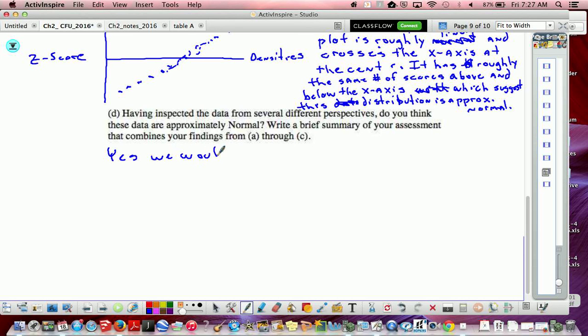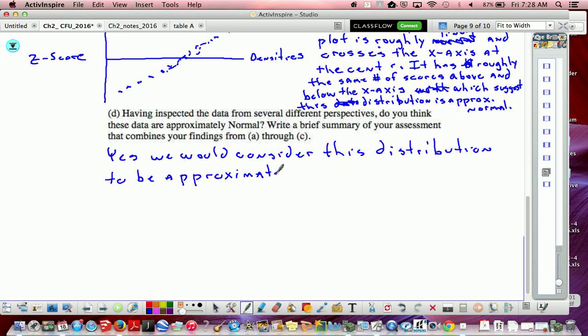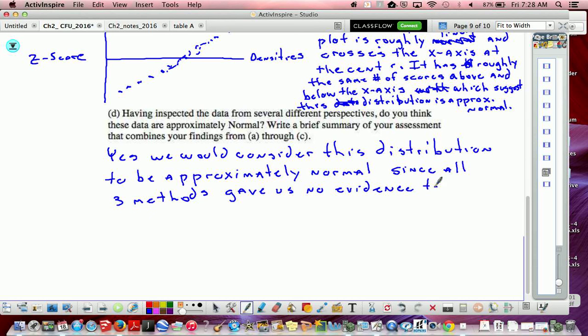We would consider this distribution to be approximately normal since all 3 methods gave us no evidence to suggest otherwise.